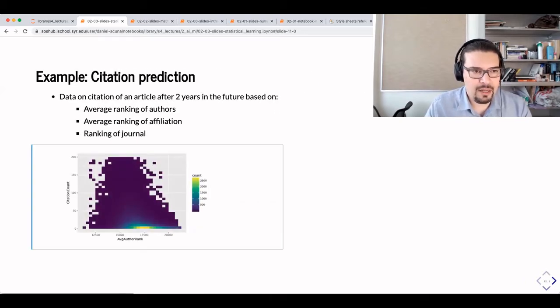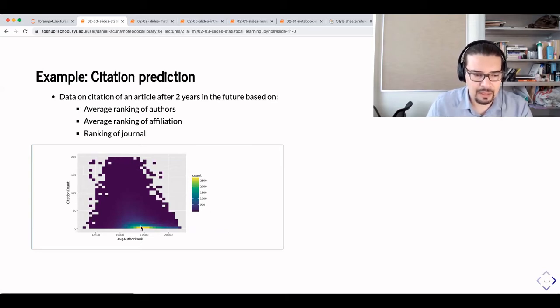Okay, so I have data on this, and I will work with this data set on citations. I used MAG to compute this. So I have a set of papers, and I have the citations after 2 years. I have the ranking of the author, ranking of the affiliation, and the ranking of the journal. This is how the plot of that data looks.